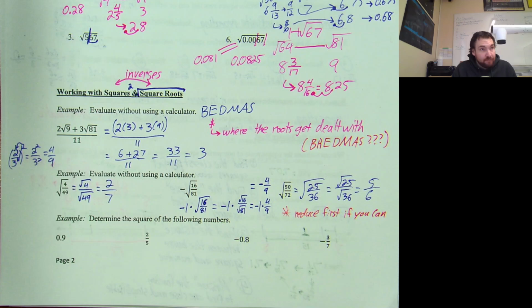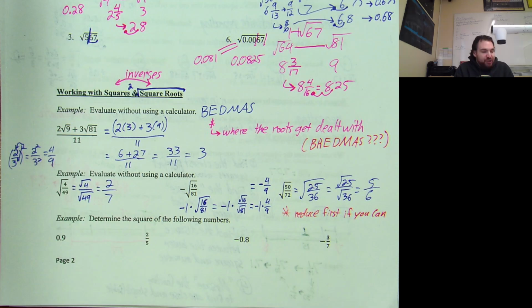Reduce or simplify. I'll use those words interchangeably. Okay, next one. Determine the square of the following numbers. What's that asking me to do? Yeah, who said it? Louder. That was the correct thing, Rebecca. Multiply it by itself. So the language there is really important.